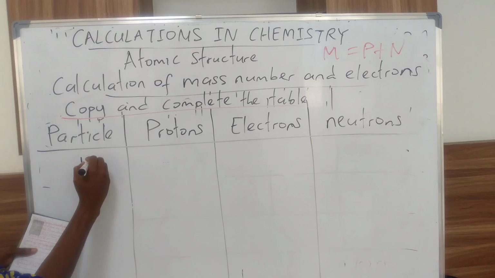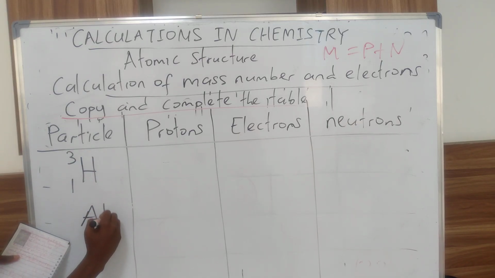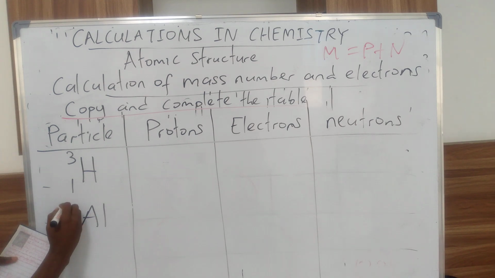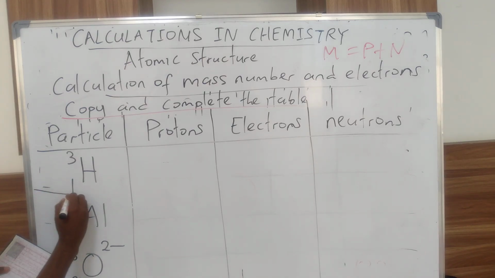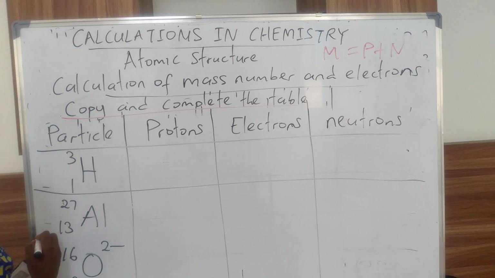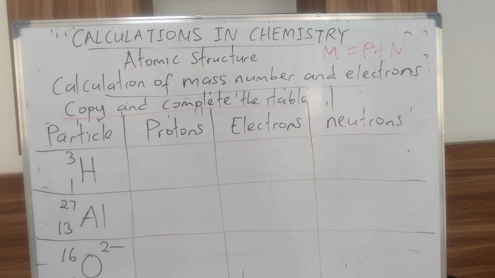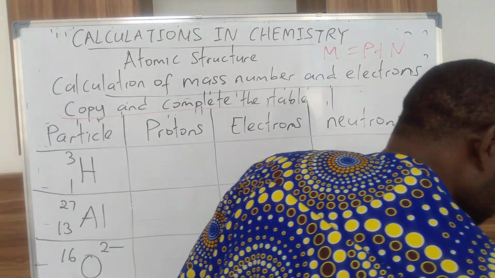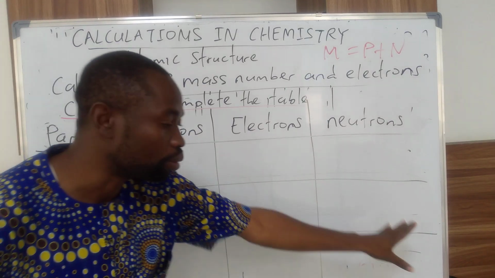So we have H 3 1, we have aluminium, Al 27 13, and lastly we have oxygen, 2 minus 16 8. This is what you have in this particular question. It's a past question from WAEC. We have particles, so we want to fill this table.